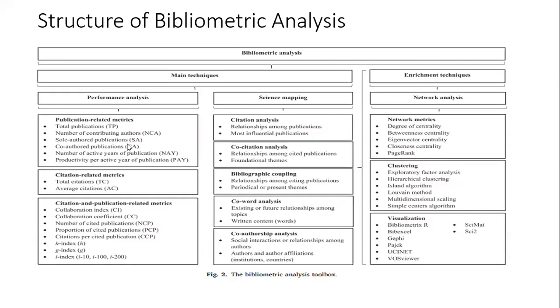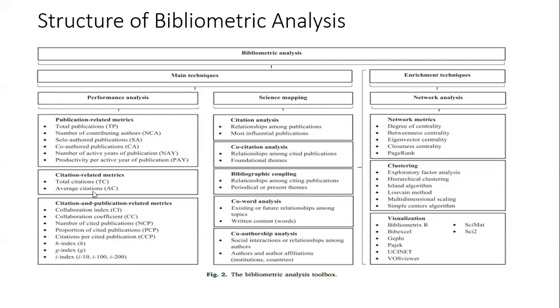Then when it comes to performance analysis, what we are simply doing here, you can see we are dealing with publication related metrics. So this is about total publications. We want to see how many publications are related to our area of study. And we want to see who authored those, who have co-authored those, like maybe one of you guys and I write a paper together in a specific area. Then the number of active years of publication, and productivity per active year of publication.